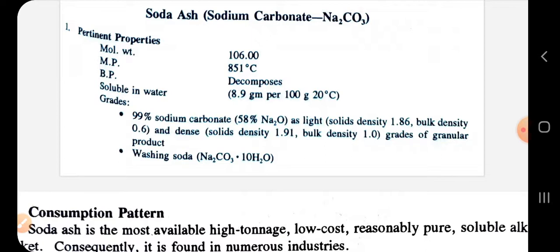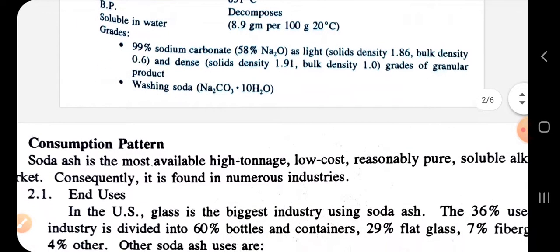99% sodium carbonate, as light and dense grades of granular product, so in granular form, and also washing soda in hydrous form. When we obtain this product Na2CO3 and 10H2O, that is hydrous form, then this works as washing soda.